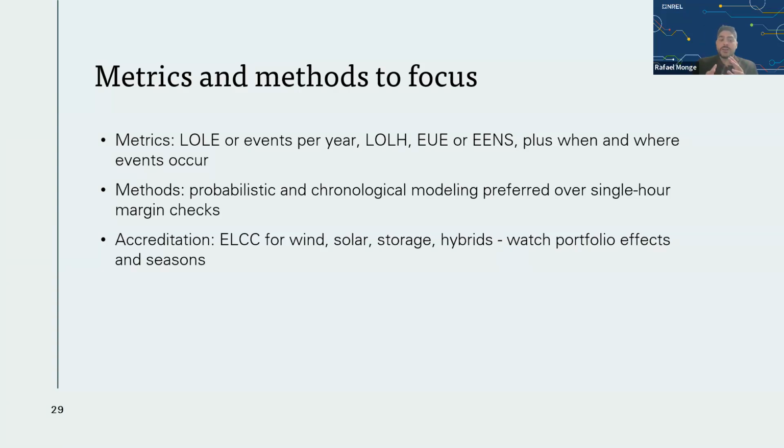Also, a single peak hour margin can miss multi-hour scarcity and overstate what short duration storage or fast start units can do. And finally, accreditation connects metrics to what counts toward the requirement. Effective load carrying capability for wind, solar, storage, and hybrids reflects reliability value rather than nameplate. Credits often decline as fleet grows and may vary by season and sun. So large addition of one resource can lower its marginal credit.